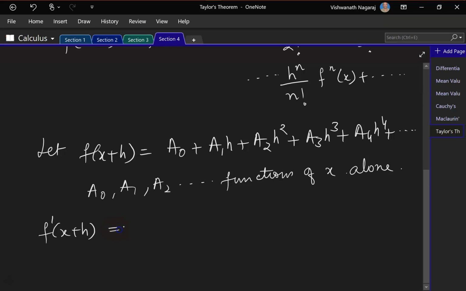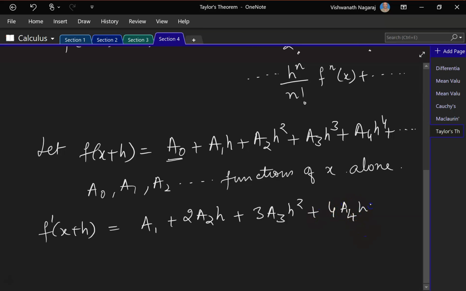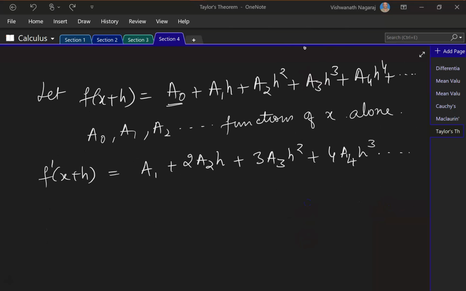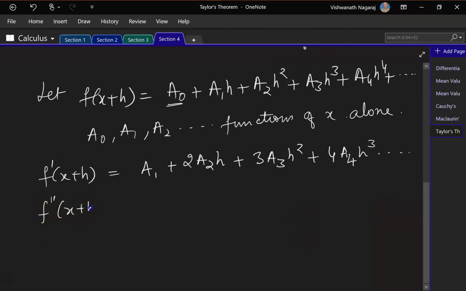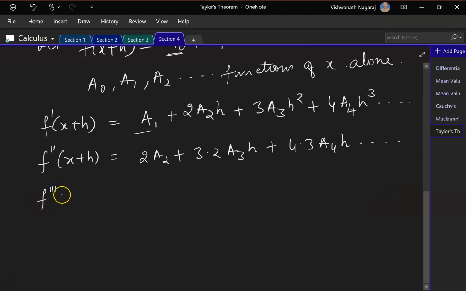Okay, so let's take the derivative, first derivative. So this disappears. We are left with a1 plus 2a2h plus 3a3h square plus 4a4h cube and so on. Let's differentiate it once more. This disappears, so 2a2 plus 3 times 2a3h plus 4 times 3a4h and so on.